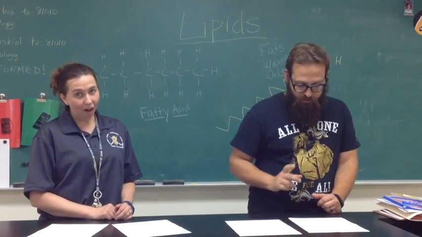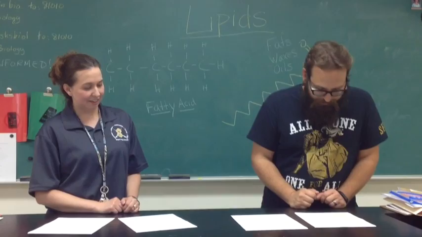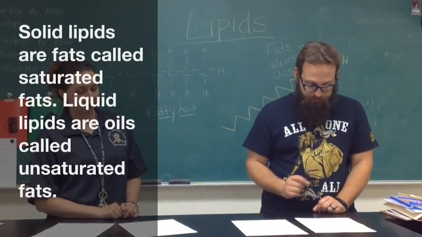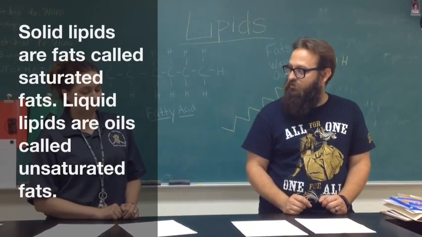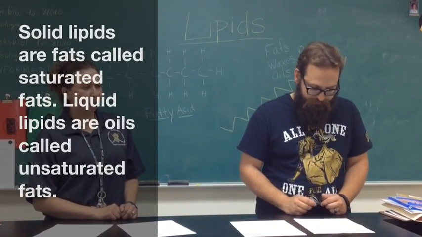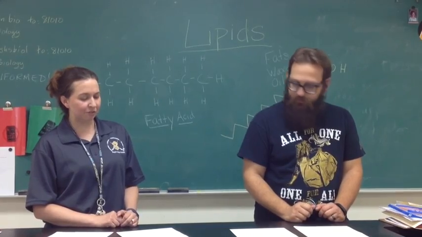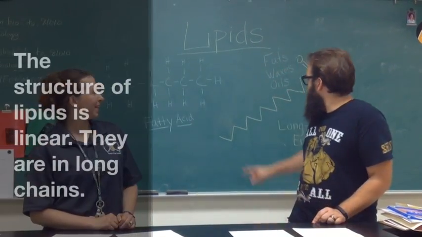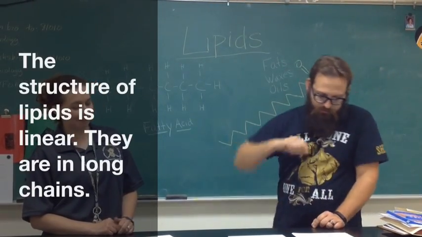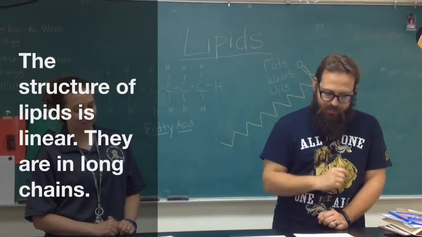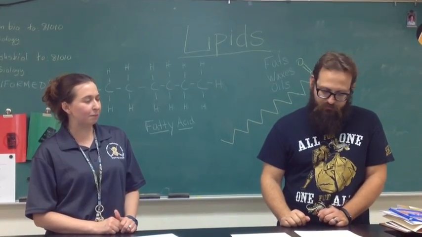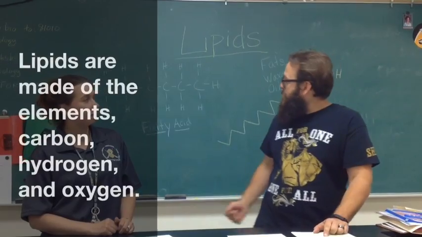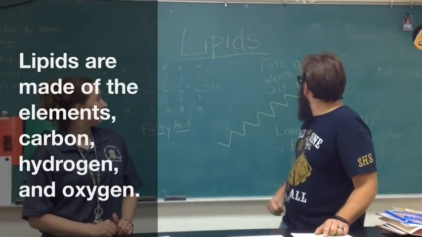So does peanut butter have a lot of fat? Yes, it does. Solid lipids are fats, and these are called saturated fats. Liquid lipids are oils, and these are called unsaturated fats. So what is the structure of a lipid? Is it different from the rings in the carbohydrates? Yes, it's very different. The structure of lipids is linear. That means it's in long chains. So what components make up lipids? Lipids are made of the elements carbon, hydrogen, and oxygen.